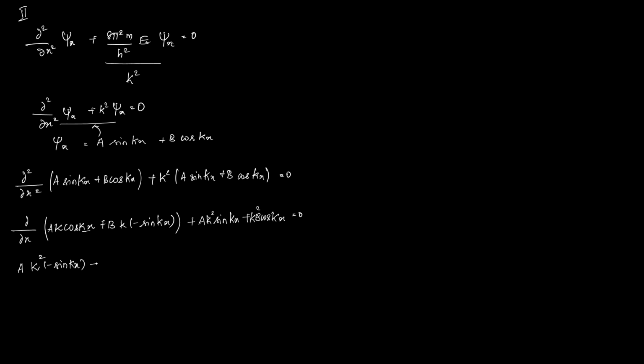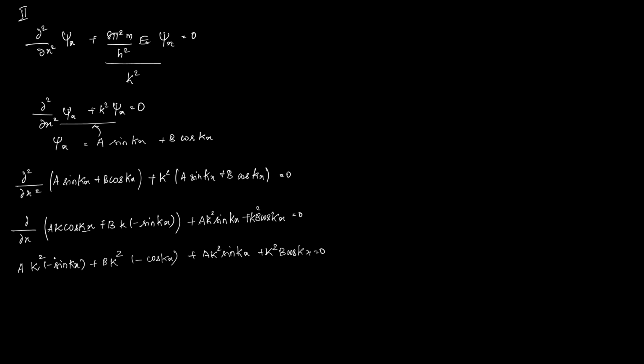Likewise, plus you have your b. If you differentiate your sin kx, what will you get? You will get your cos kx. But already there is a negative sign, so that's going to be minus cos kx. And we already have a k term, so if you take one more k, it's going to be k square. Plus your a k square sin kx plus your k square b cos kx is going to be equal to 0.